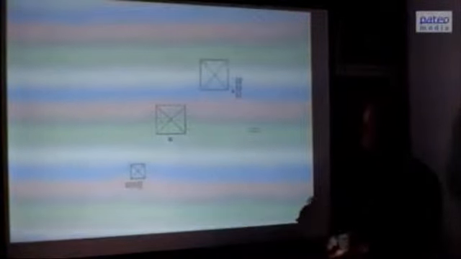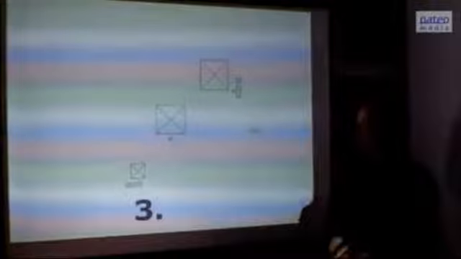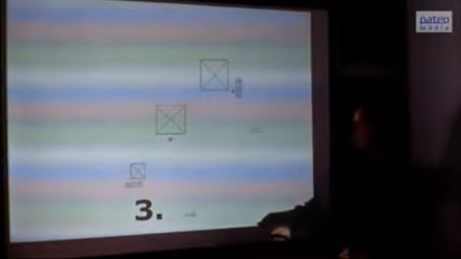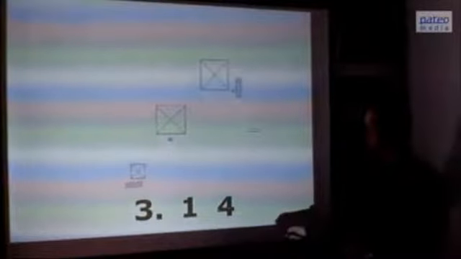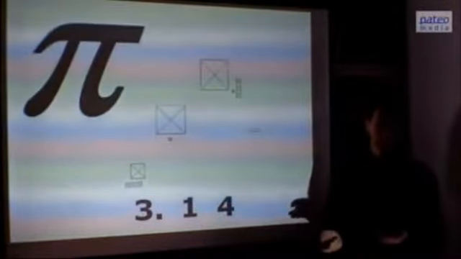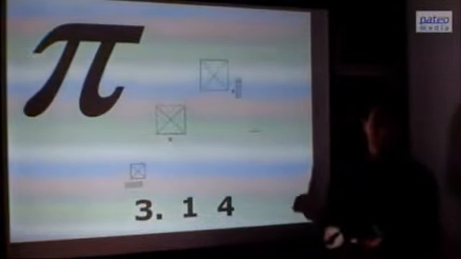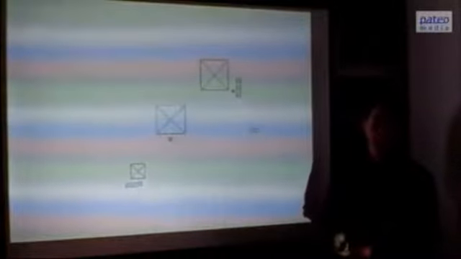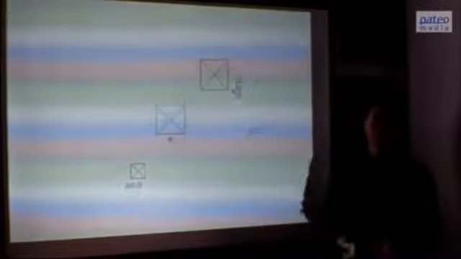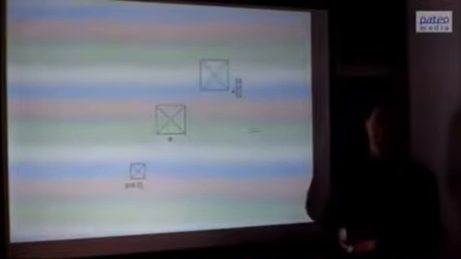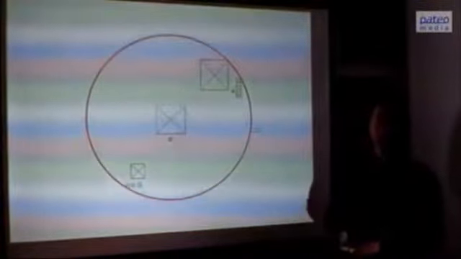What does it mean? Let's count the small pyramids. Here we find 3, here we find 1, and here we find 4. What does it mean? This means, of course, pi. The pyramid builders were showing us pi. Pi means the ratio between the circumference of a circle and the diameter. So let's draw that circle. Here we see that circle.